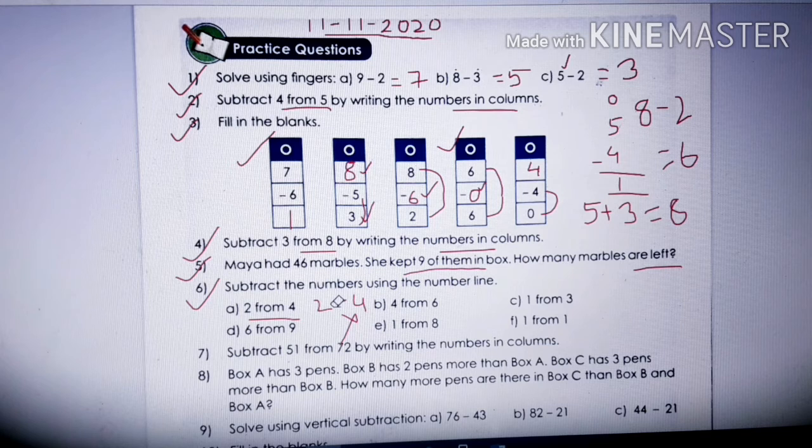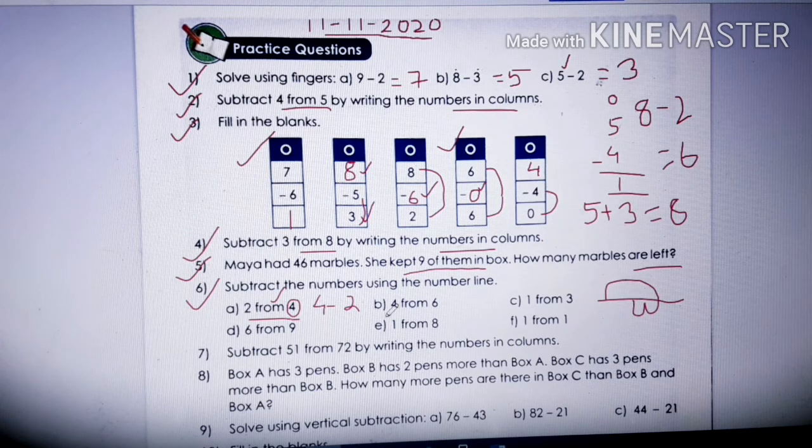Don't do this, children. When the word from is there, it means we have to bring the bigger number first. That is, 4 will come first, then the minus sign, and then 2. Okay, that means when you make the number line, we have to go from 0 to 4. Then we'll come back. How many steps? 2 steps. Understood? This is how we are going to do it.